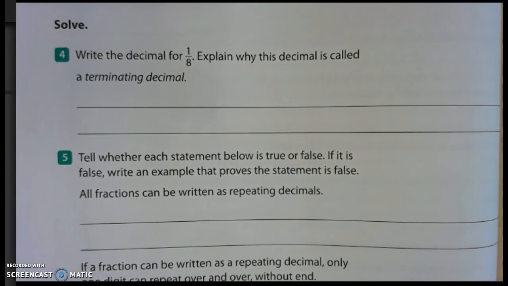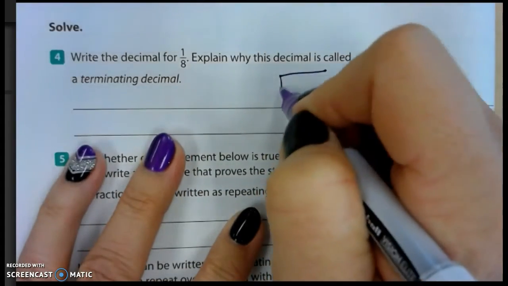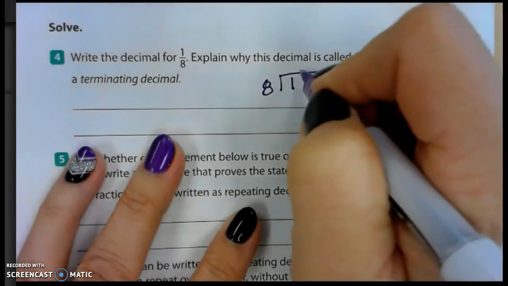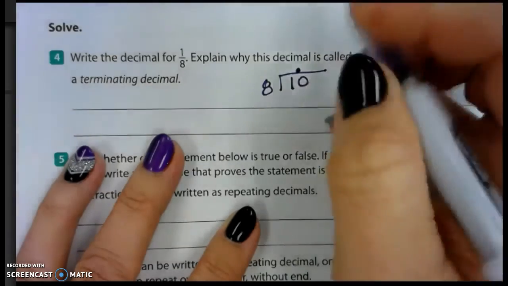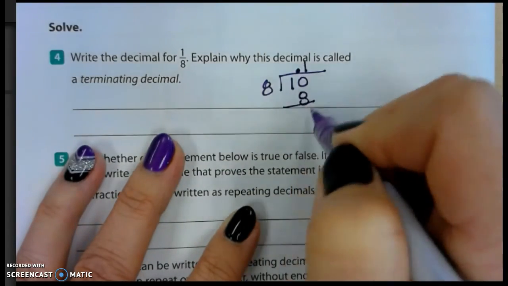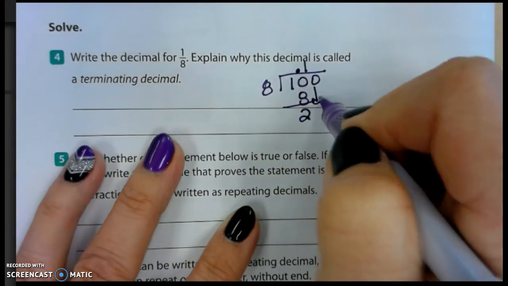Number 4, write the decimal for 1/8 and explain why the decimal is called a terminating decimal. Now, if you had a calculator handy, you probably just divided 1 by 8. If you did it by hand, you're going to divide 1 by 8. It will not go, so we add the decimal and a 0. 8 does go into 10 one time, and when we subtract, we have 2 left over. We'll put another 0 and bring it down.